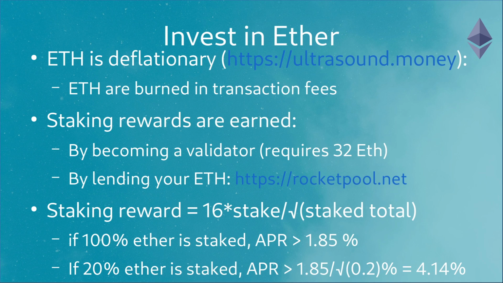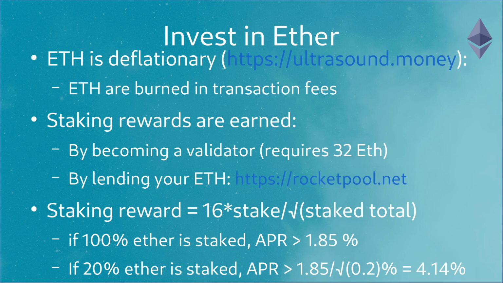You can look up what the current interest rate is by entering in Google APR Ethereum. And you will find some websites that show you. When about 20% of all the Ether supply is staked, the APR is above 4%. And then from the formula above, you can more or less calculate what would be the lowest theoretical interest rate you could get in case all the supply of Ether would be staked, and then it would be above 1.85%.